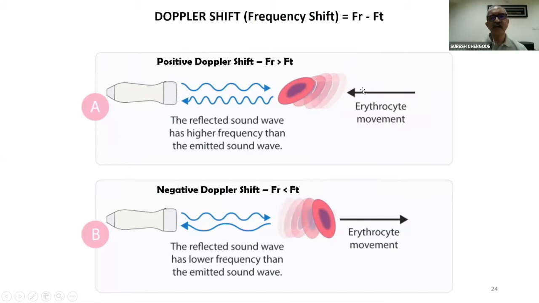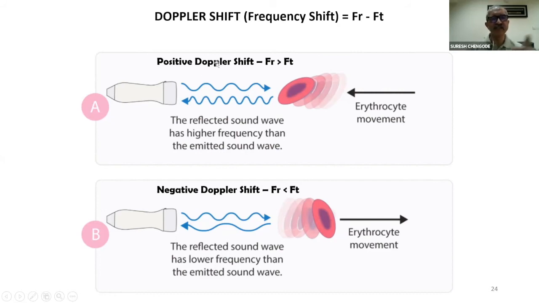Now, when the RBCs are moving towards the transducer, the ultrasound waves which are reflected by the RBCs back into the transducer will have a higher frequency than the transmitted frequency. And again, the frequency will depend upon the velocity of the RBC which is moving towards the transducer as well. Now, the difference between the reflected and the transmitted frequency of this particular ultrasound wave is known as the Doppler shift or the Doppler frequency shift.